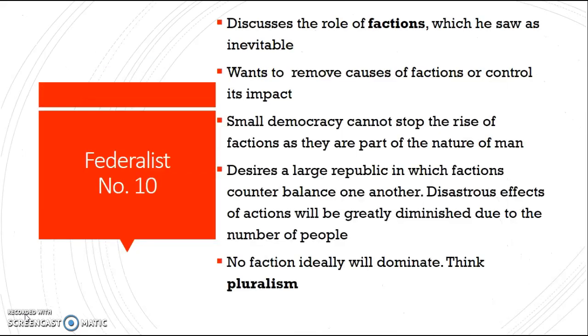So in Federalist number 10, we're looking at Madison discussing the role of factions. And it's important to note that the context of all these Federalist Papers that we're going to be going over is that this is after the American Revolutionary War. This is after we've just scrapped the Articles of Confederation and we've created this new Constitution, and now we need the states to ratify this. So the Federalist Papers are really advocating for ratification.